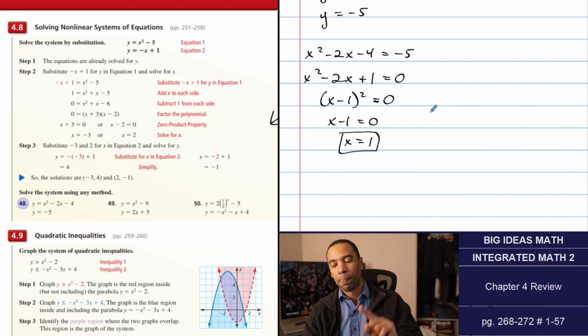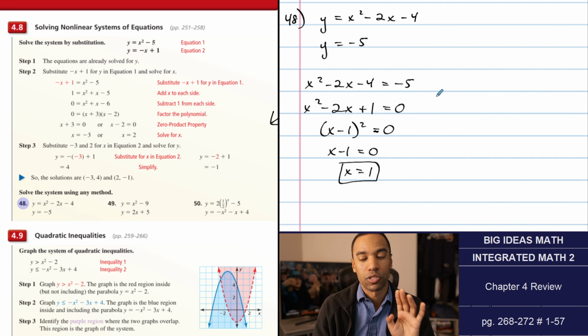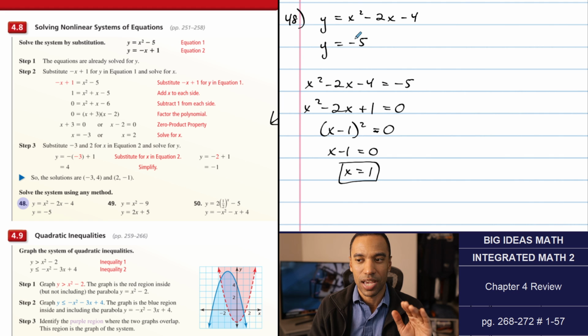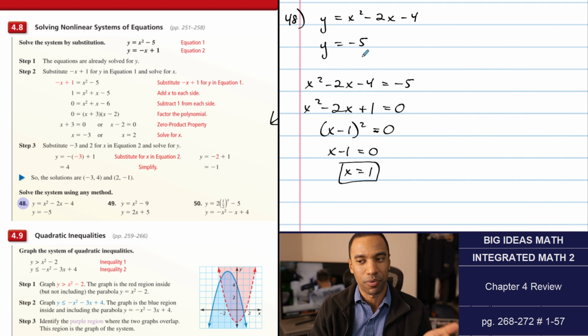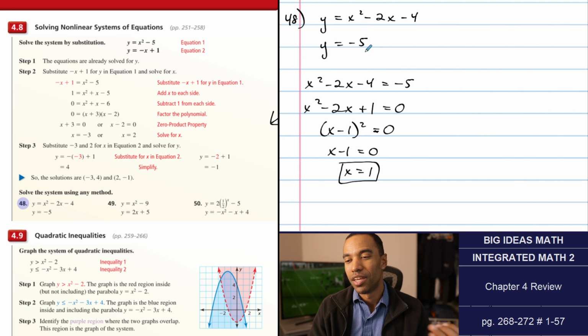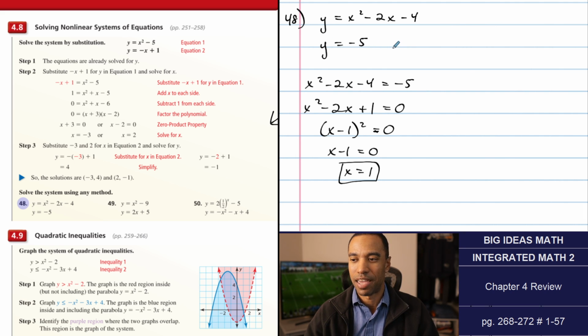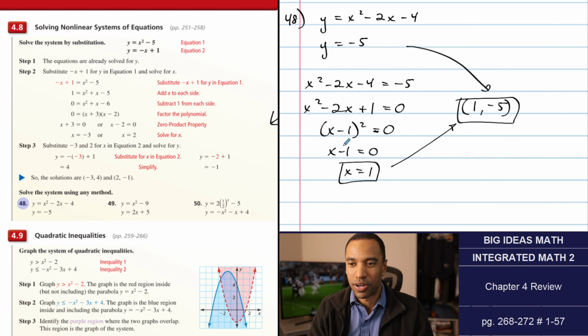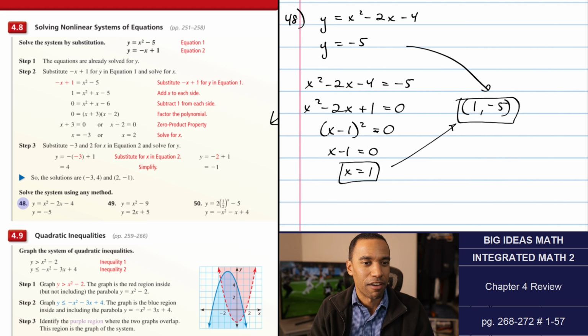There's only one solution to this. I'm not done, but there's only one solution to this thing where x equals 1. Now you could substitute 1 into either equation, but if you notice, I already have an equation that says y equals negative 5. There's only one place where these guys intersect. Given that y equals negative 5, your ordered pair is 1 comma negative 5, and that's it, and that's all. So kind of a weirder, easier version of any other problem you'd have. That's number 48.